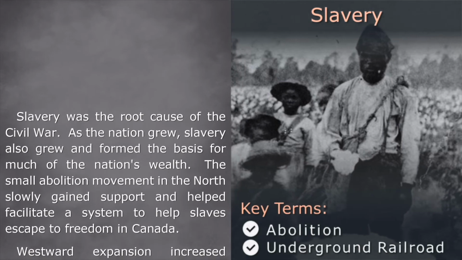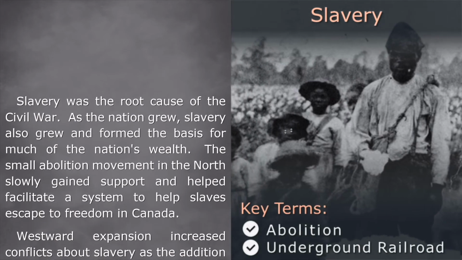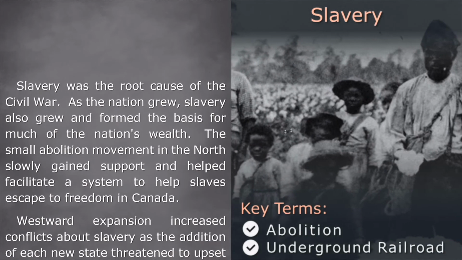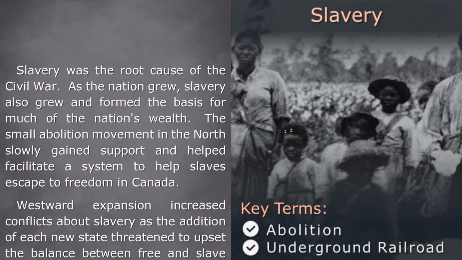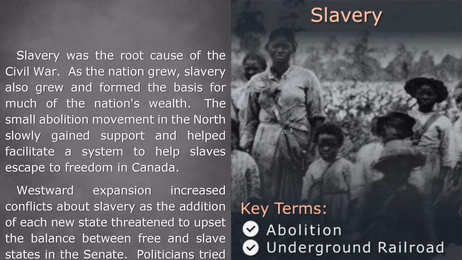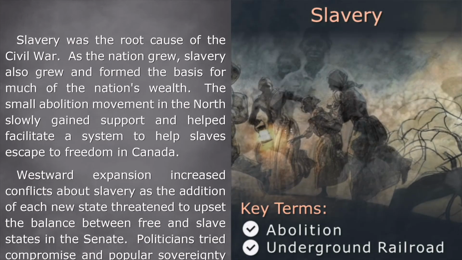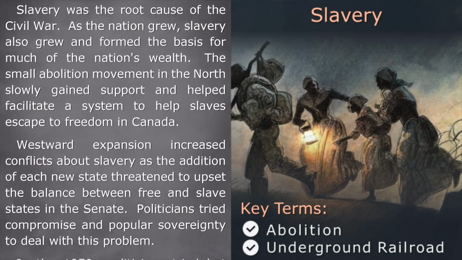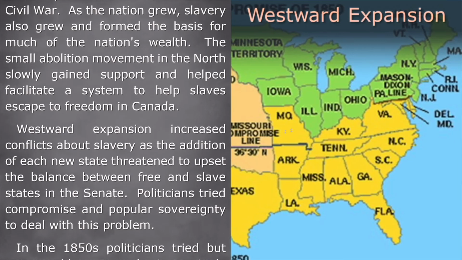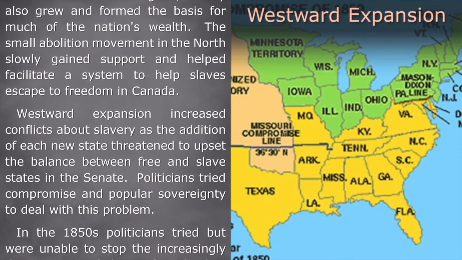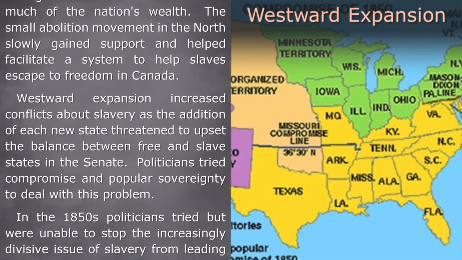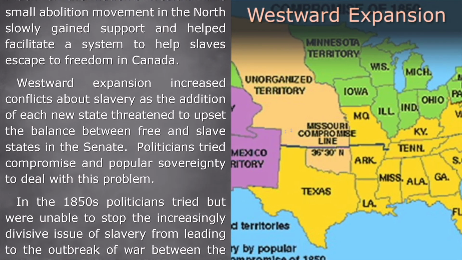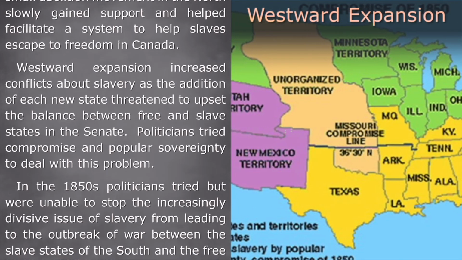Slavery was the root cause of the Civil War. As the nation grew, slavery also grew and formed the basis for much of the nation's wealth. The small abolition movement in the North slowly gained support and helped facilitate a system to help slaves escape to freedom in Canada. Westward expansion increased conflicts about slavery as the addition of each new state threatened to upset the balance between free and slave states in the Senate.